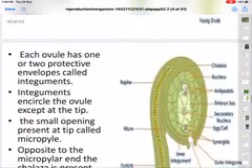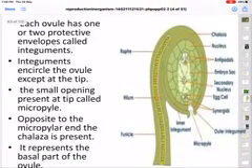And each ovule has 1 or 2 protective envelopes called integuments. So integuments are protective envelopes. Integuments encircle the ovule except at the tip. The small opening present at the tip is called micropyle. See in the diagram, micropyle, which is the small opening at the bottom.